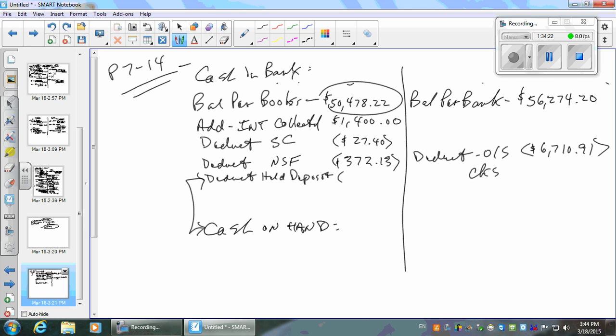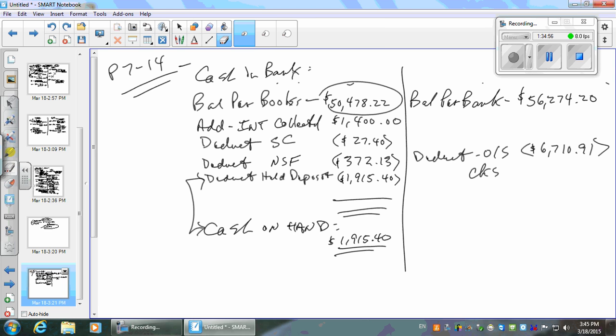How much was it? 1915. Got it. 915 what? 0.40. Okay, and it's going to be in a separate account called cash on hand, $1,915.40, and I'd have to make a journal entry for that, of course, right? Because I have nothing in cash on hand now, I suppose. So what's 54,878 plus 1,400 less 27.40 less 372.13 less 1915.40? How much do you get? 49,563.29. 49.